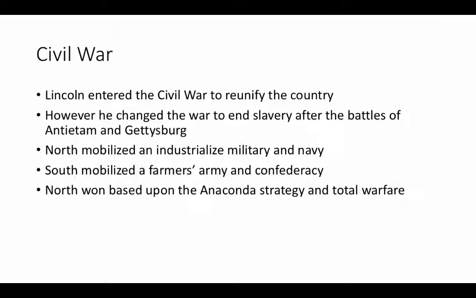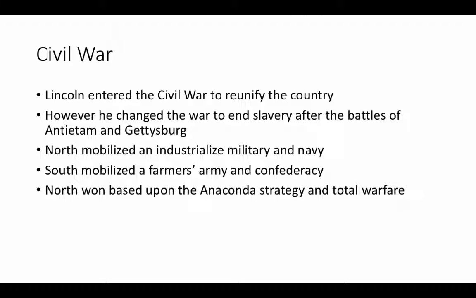So the Anaconda strategy was basically to cut off the Mississippi. The South did not have a navy, so they would not be able to use the coastline to travel. And while they did have a railroad system, it was far more minor than that of the North since they were not industrial. So once the Mississippi could be cut off, there would be no transportation ability. Slowly the South would be squeezed out.